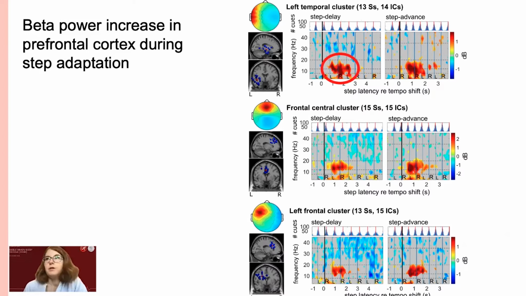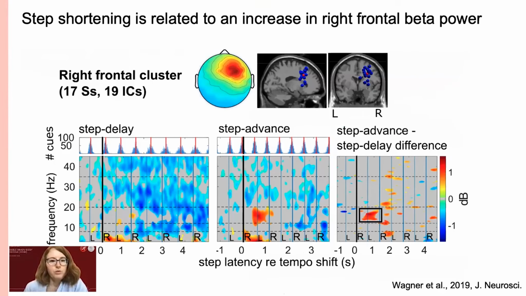We found these beta power increases for step delay perturbations, so for step lengthening, and for step advance perturbations, for step shortening. And we also found these beta power increases in a frontal central cluster and in a left frontal cluster. And these all showed this beta power increase for both the conditions. However, we found one cluster in the right frontal cortex that showed beta power increase only for step advance perturbations. And this difference is significant.